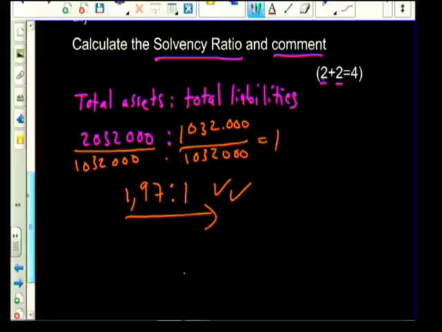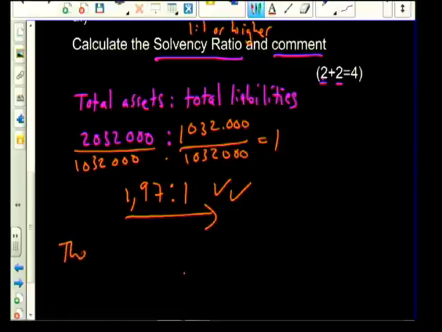Now the next part of our question requires us to comment on the ratio that we've calculated. So remember, when we looked at the financial ratios earlier, I said to you that this solvency ratio has to be 1 to 1 or higher for the business to be solvent. And right now it is 1,97 to 1. It means that we've got 1 Rand 97 in assets for every 1 Rand of liabilities that we have. So if we had to comment on this ratio, we would say that the business is solvent.